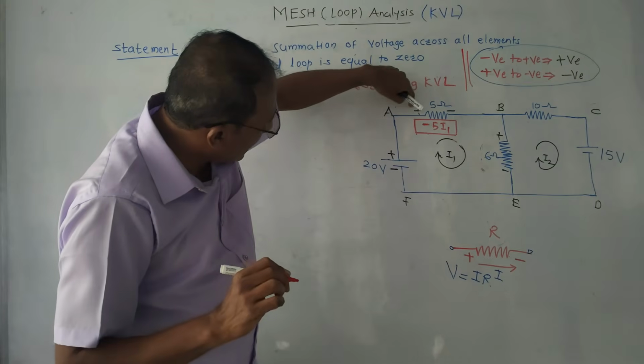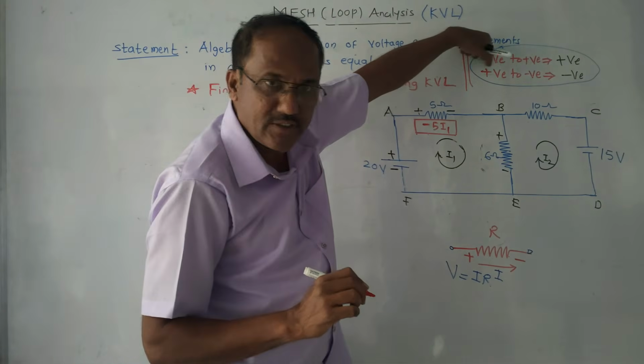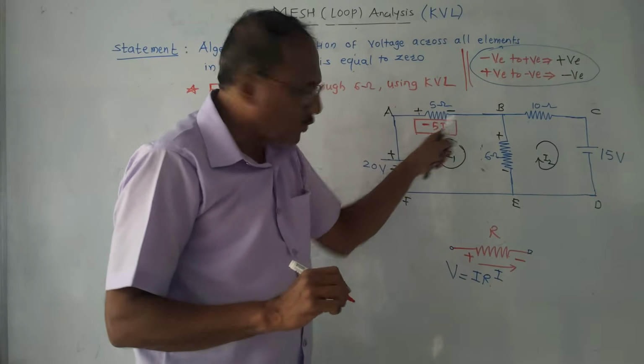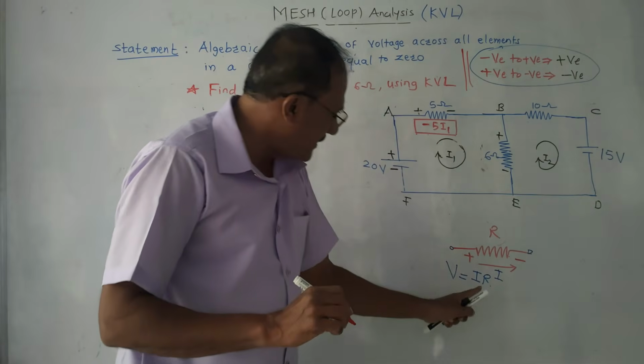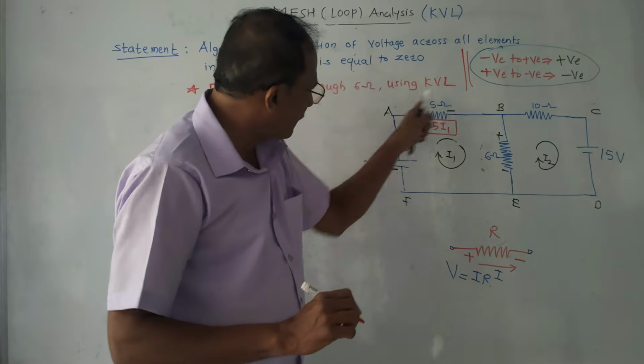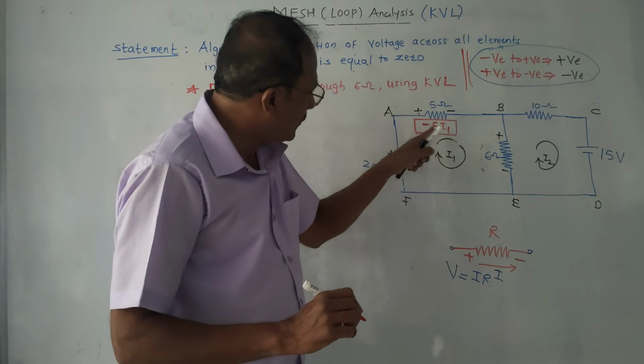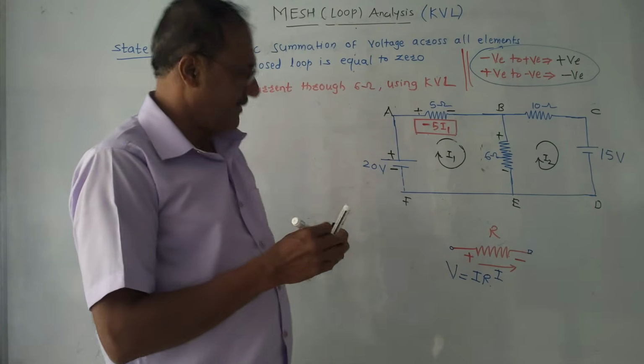What I did first, I am moving from plus to minus. I have checked the rule: plus to minus gives a minus sign, so I have written minus. I need to write the equation of voltage. The basic formula is V is IR. Current flowing through 5 ohm is I1, and the value of resistance is 5, so it is minus 5I1.